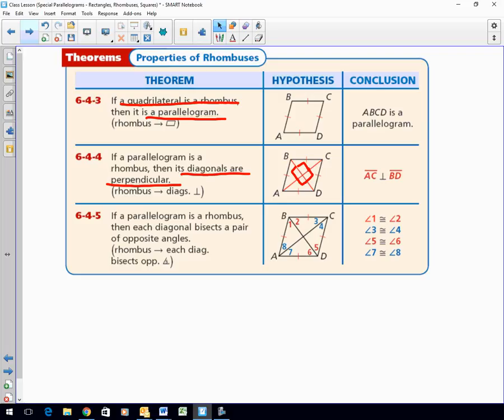Final key property that you need to understand is this. The diagonals are angle bisectors over here. Okay? They are angle bisectors. Cut those angles in half. Now, since it's a parallelogram, the opposite angles are already congruent, right? But they also form a bisector. What does a bisector do to an angle?